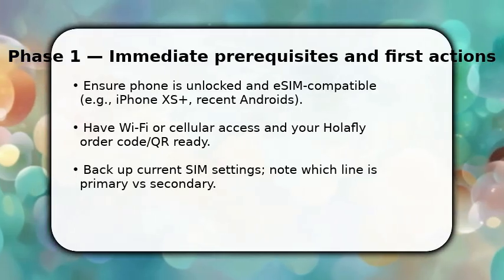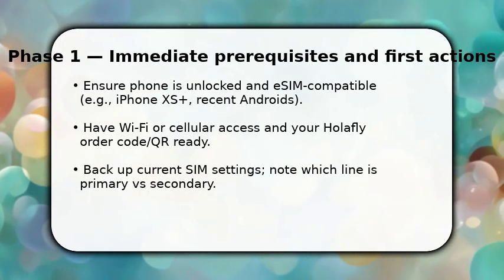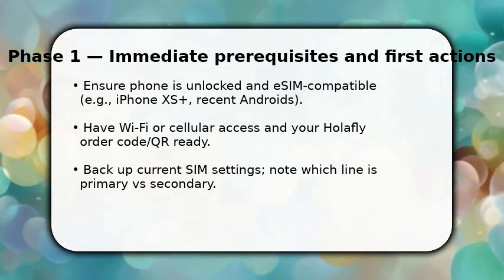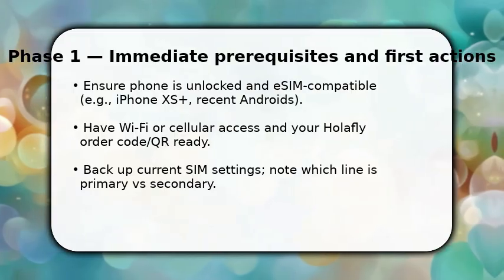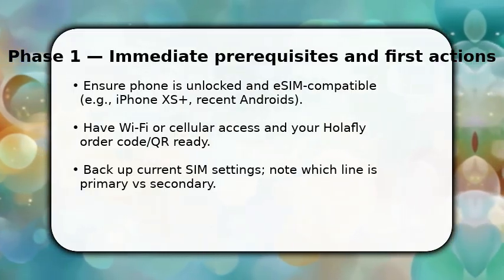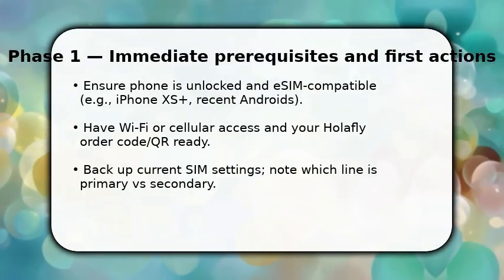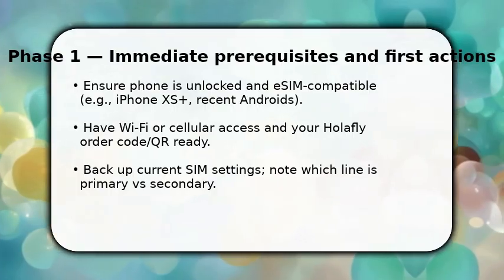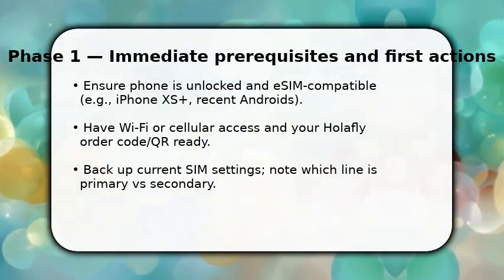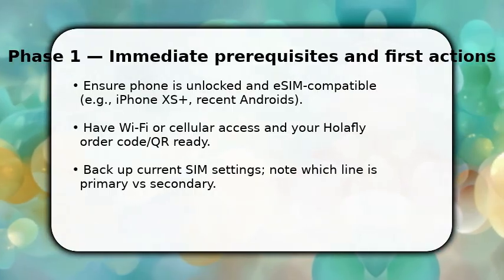You start by confirming your phone is unlocked and eSIM compatible, because that determines if the profile will activate. Once done, connect to stable Wi-Fi and retrieve the Holafly QR code or activation code from your email. Make sure you know which SIM slot is primary versus secondary so you don't overwrite your main line.